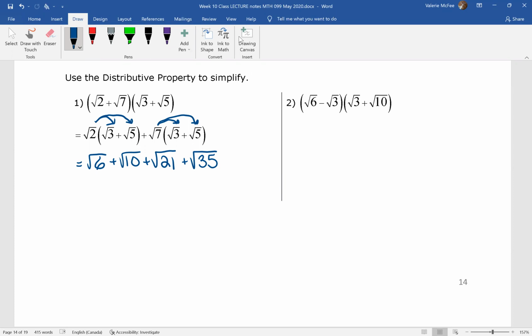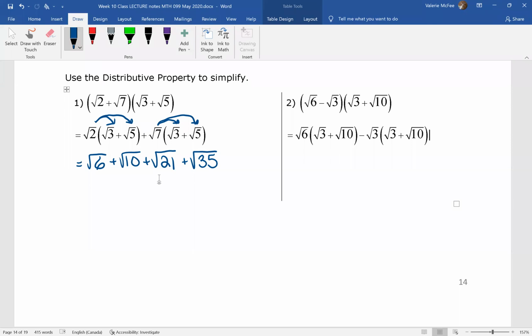In question 2, let's open that bracket again and rewrite the question. In question 2, I see that there will be common factors. When I multiply root 6 by root 3, I know that 3 is going to be common. So let's prime factor. When I multiply root 6 by root 10, I know that 2 is going to be common.